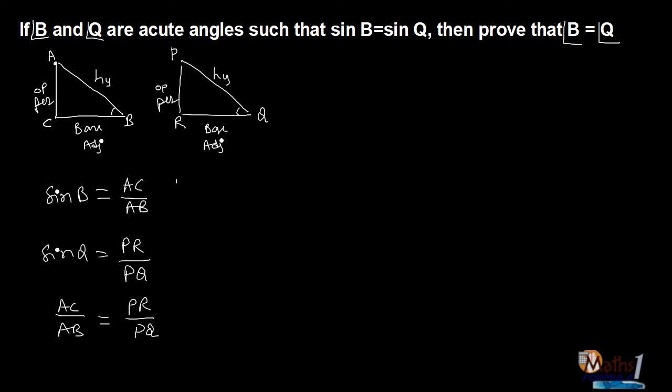Because this belongs to one triangle and this belongs to another triangle, we have just written sin ratios and then equated them based on the condition given. If I do the cross multiplication here, AC divided by PR equals AB divided by PQ. The reason why we wrote this is that I can compare both the triangles. Here I have written that the ratios are equal.